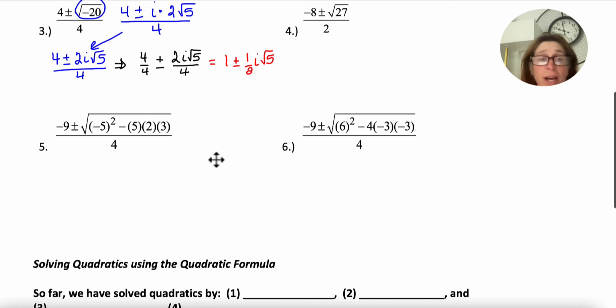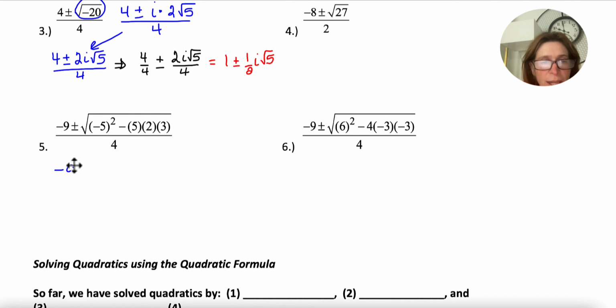Okay, more involved situation, which we're going to have to be able to handle with the quadratic formula, is when we have it all going on together. So that square root symbol is also a grouping symbol. So you have to do everything inside it first. You can't take the square root of -5 squared and say it's -5.